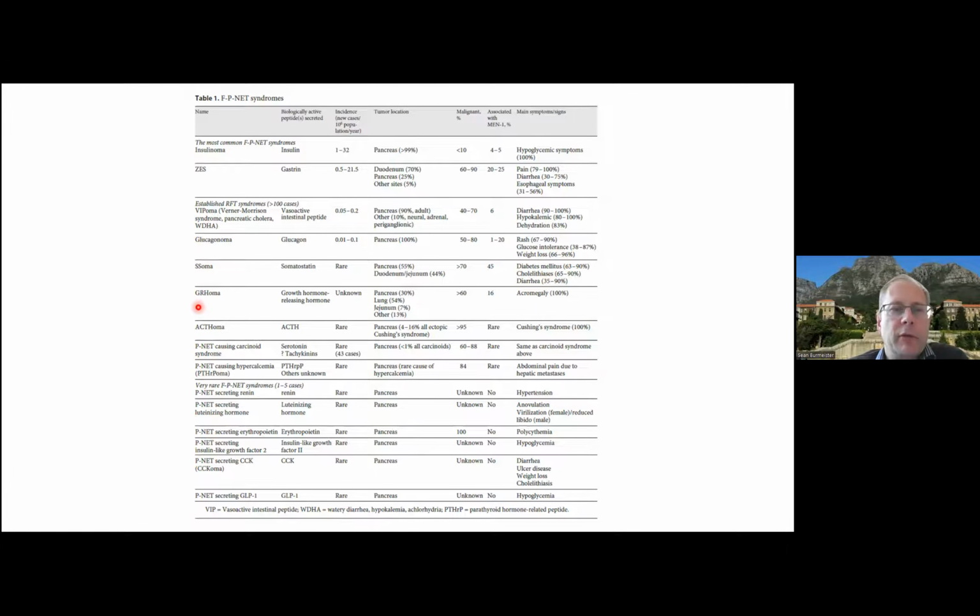in particular things like growth hormone releasing factor, as well as insulin-like growth factor, CCK, and a couple of others. But really, I don't think anyone in an exam is going to expect you to know this in detail. You should just know that there are other syndromes that may occur.